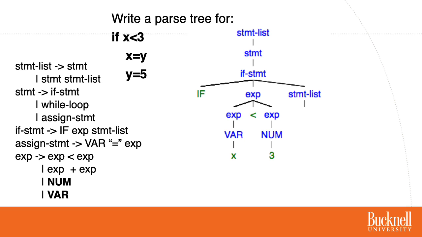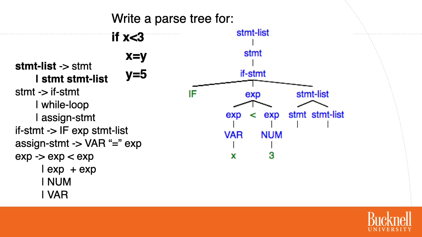We want two statements, so we're going to apply the second part of the statement list rule. This gives us a statement and a statement list. We can then apply statement list again to replace the statement list with just a statement. We only need the two statements. The statements are both assignments.